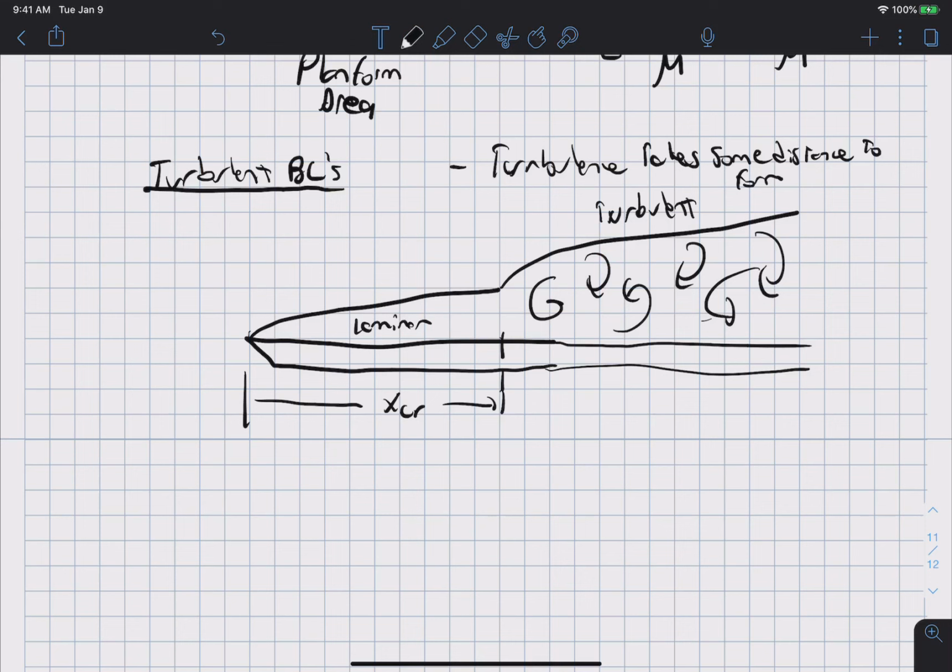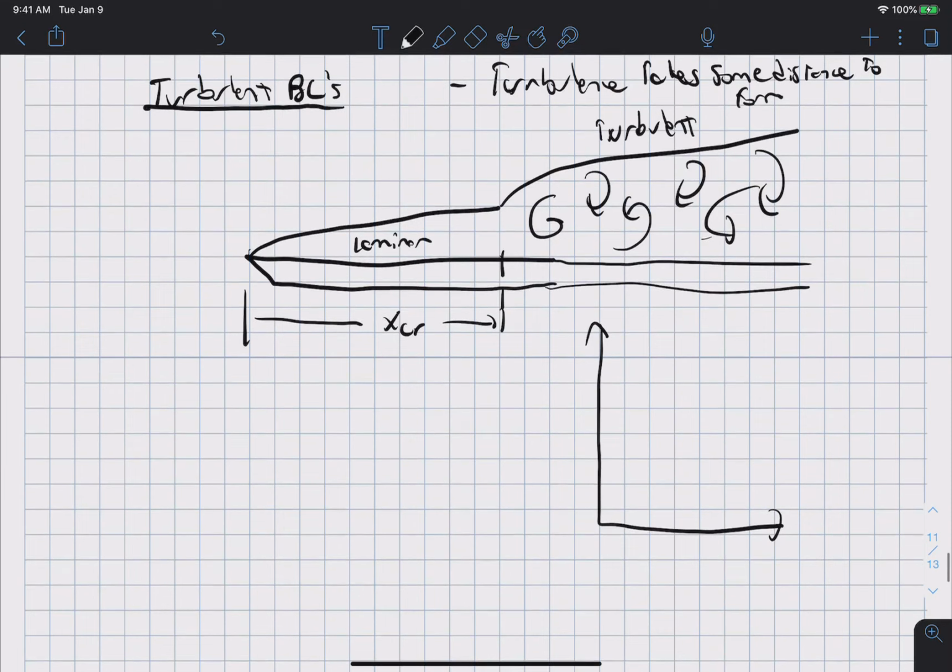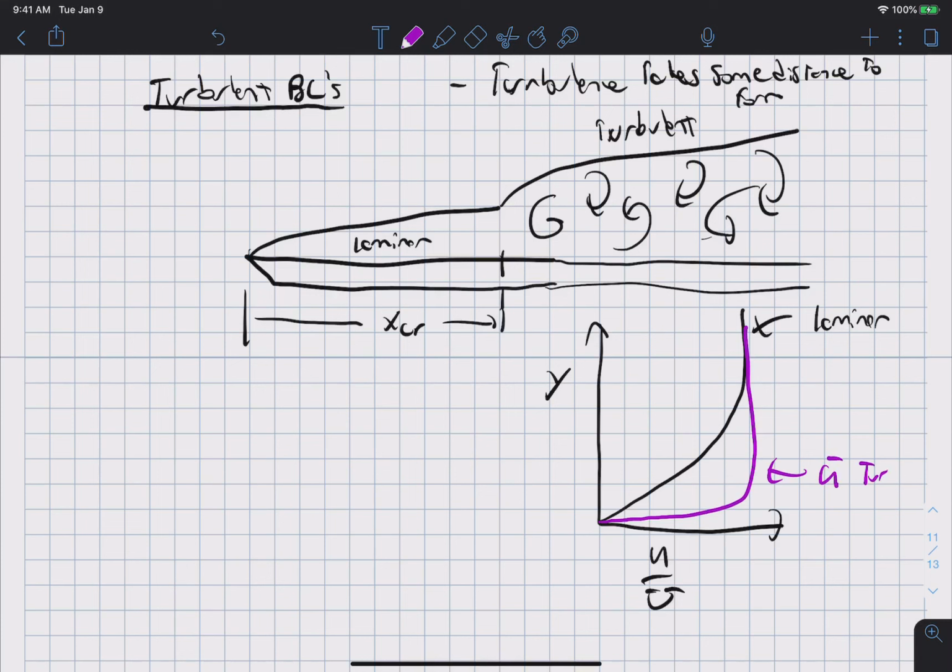A consequence of that is if we qualitatively compare the velocity profile, this is U over capital U, this would be Y. For a laminar boundary layer, it'll look something like this. And for a turbulent boundary layer, it would look something like this. It would be much flatter, with a much sharper gradient near the wall. So this would be U bar turbulent.